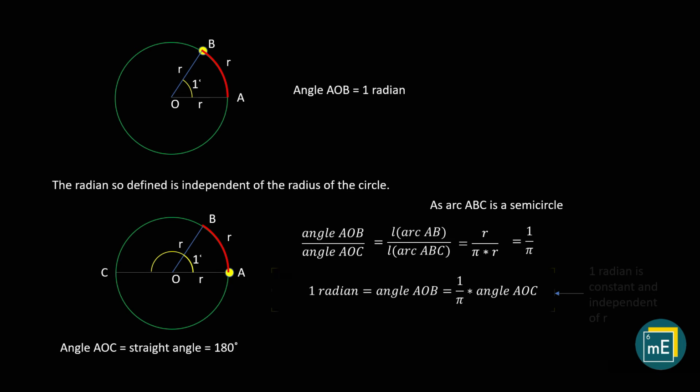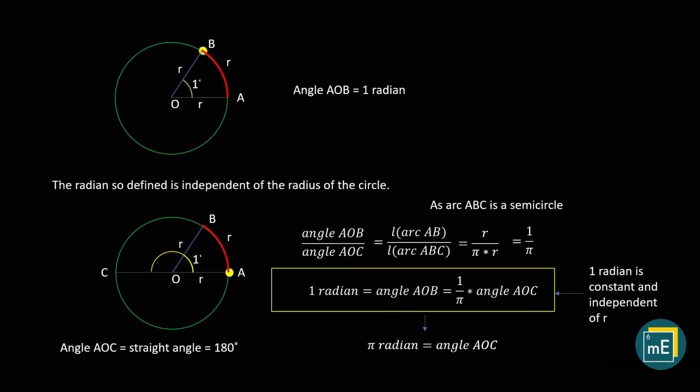If in this expression we rearrange the terms once again, we can say that pi radians is equal to angle AOC, which is also equal to 180 degrees. This establishes a relationship between radian and degree, which says that pi radians is equal to 180 degrees.